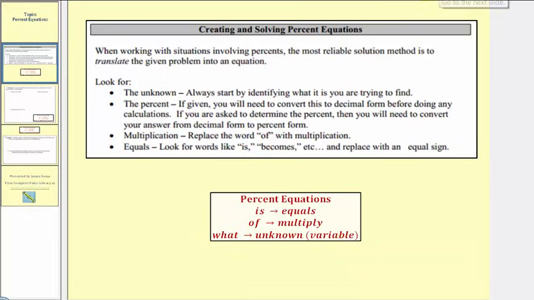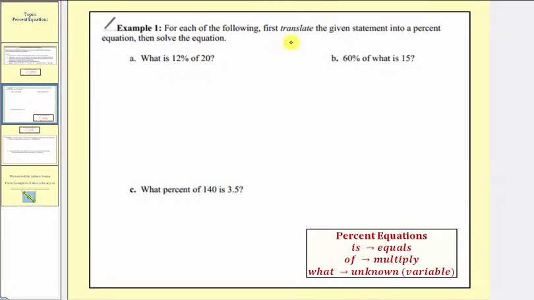Let's look at some examples. For each of the following, first translate into a percent equation, then solve the equation. So 1a, the question is, what is 12% of 20? Notice how the first word we see is what, so we write down the variable or the unknown. Let's go ahead and use x.